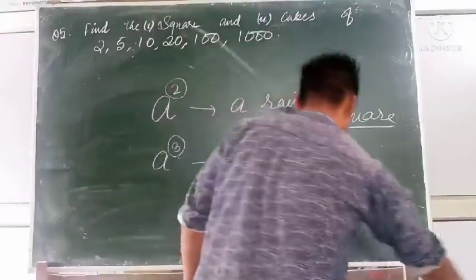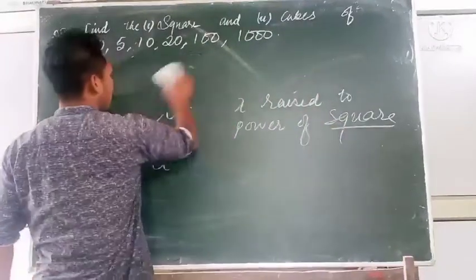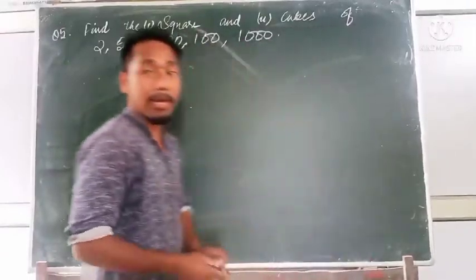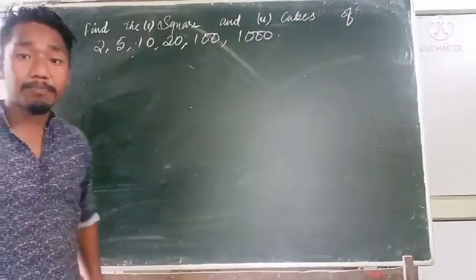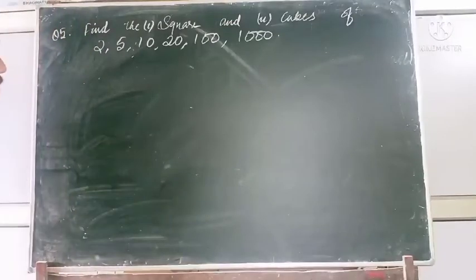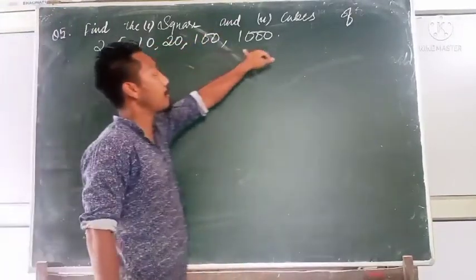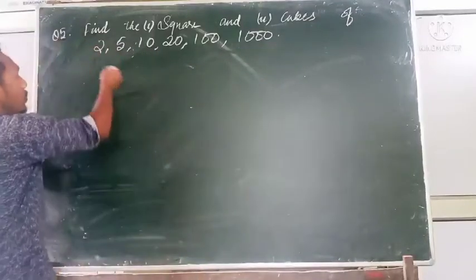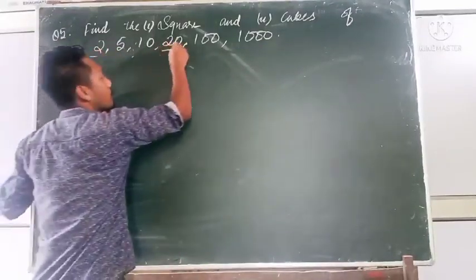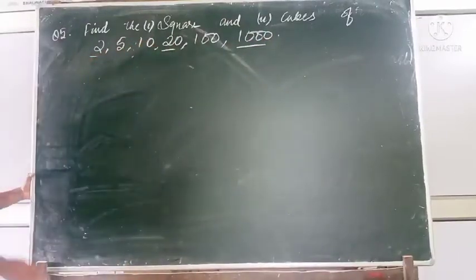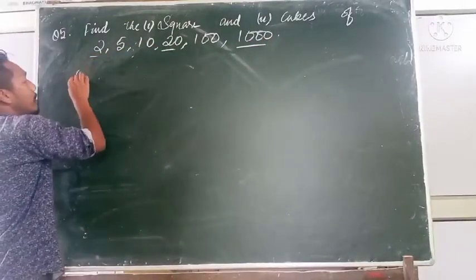So let's try to solve the question. Here you see: find the squares and cubes of 2, 5, 10, 20, 100 and 1000. I'll be solving one, and out of these you have to solve the others. Number 1, that is 2.